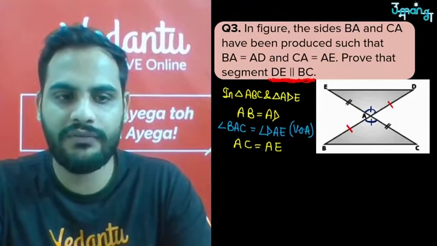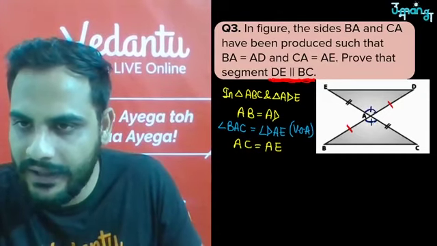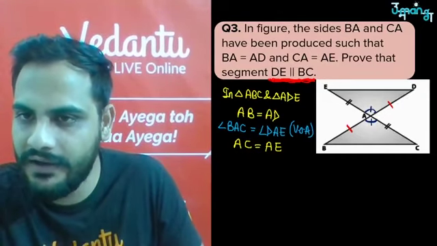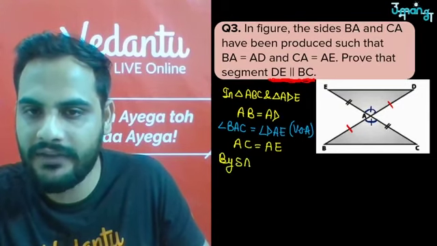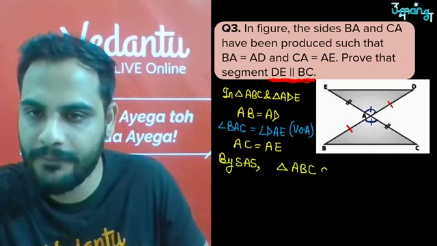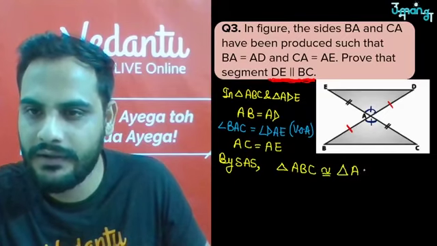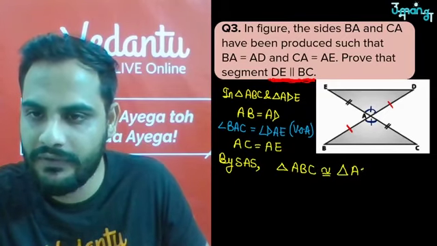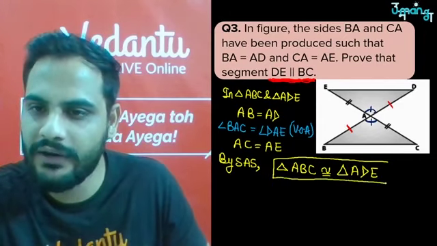So now, beta, look which criteria it is. So now you can see it is side, angle, side. Here also side, angle, side. I can say by SAS criteria, by side, angle, side criteria, triangle ABC will be congruent to triangle ADE. Okay? Now they are congruent.